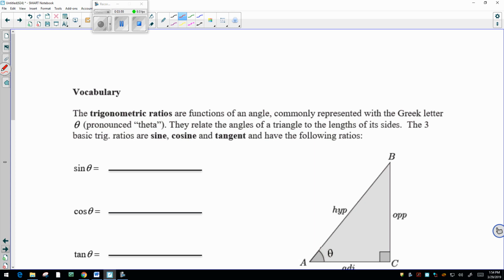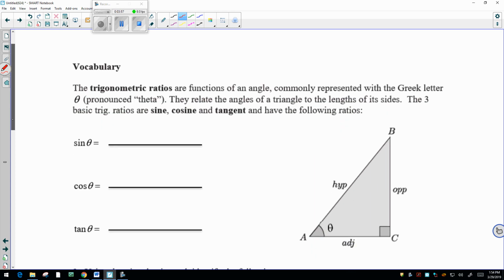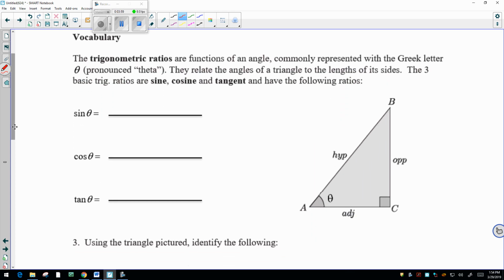Now, what in the world does sine, cosine, and tangent mean? Okay, well, they are functions of an angle, and it says it's commonly represented with the Greek letter that looks like a big circle with a line through it. It's pronounced theta. They relate the angles of a triangle to the lengths of the sides. So the 3 basic trig ratios are sine, cosine, and tangent.